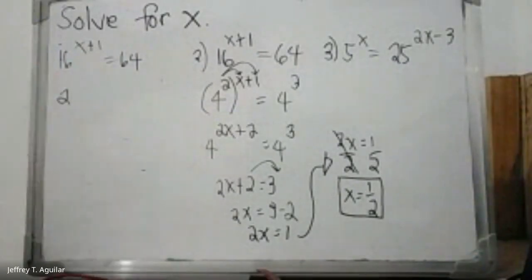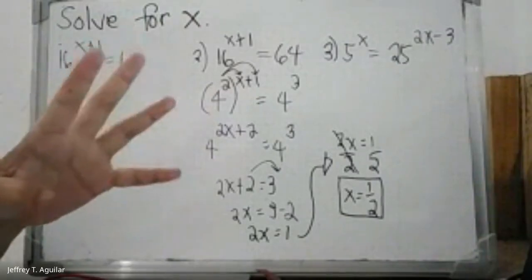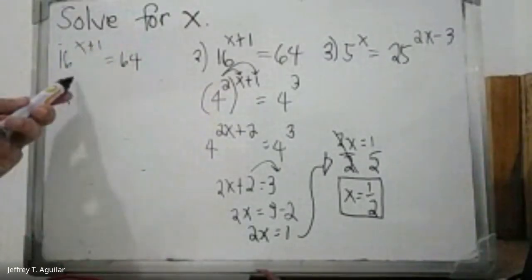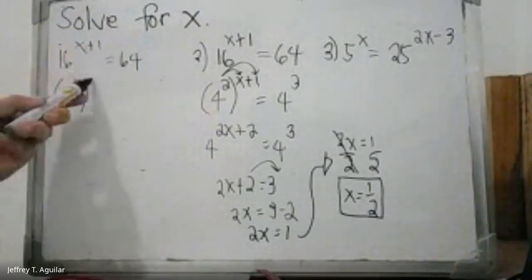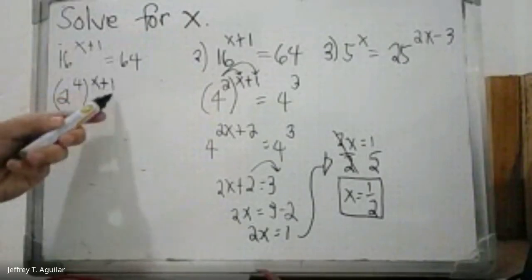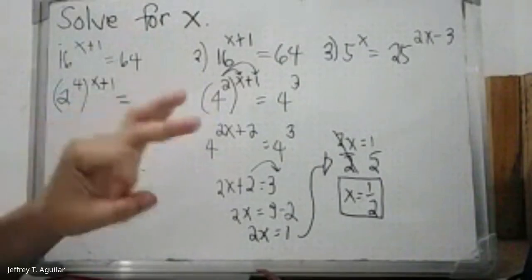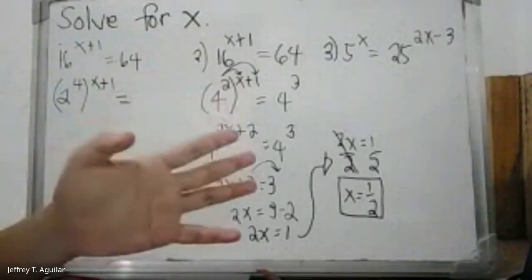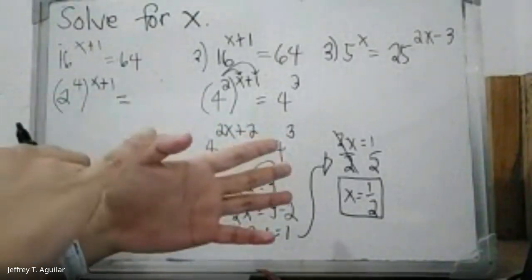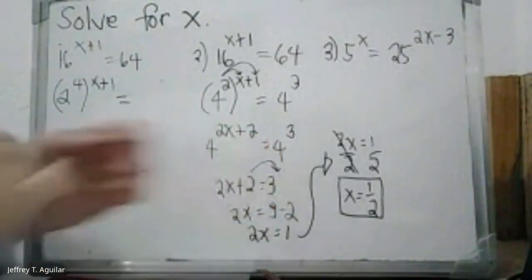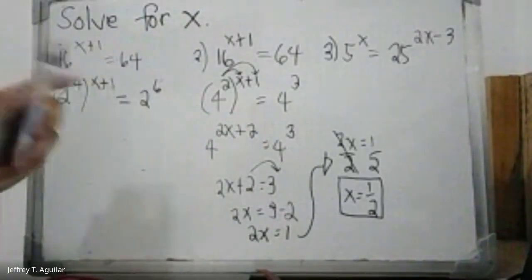So 16 can be written as 2 times 2, 4 times 2, 8 times 2, 16. So that would be 2 raised to the power of 4. This is the corresponding exponential figure of 16. But we have x plus 1, so I want you to copy that. 64 can be written as what? 2 times 2, 4 times 2, 8 times 2, 16 times 2, 32 times 2, 64. So that would be 2 raised to the power of 6. That is the corresponding exponential figure of 64.